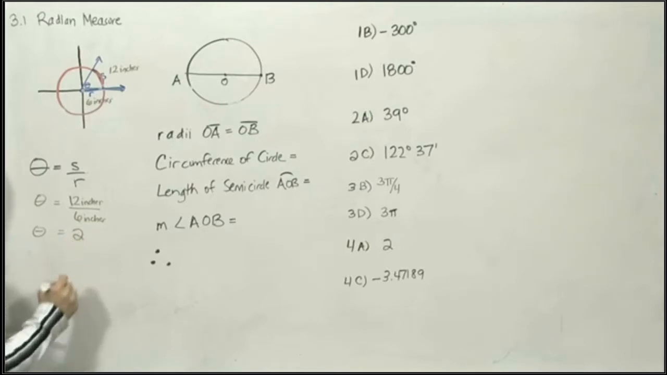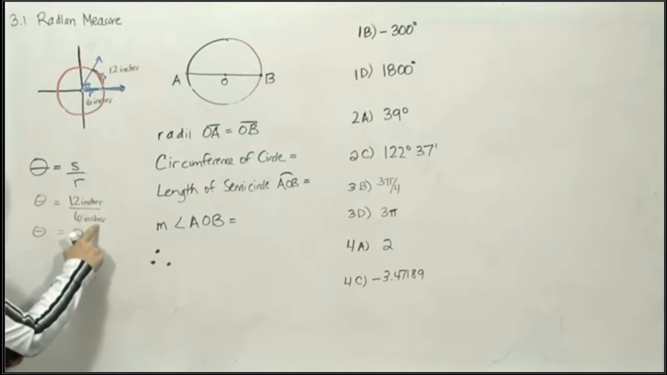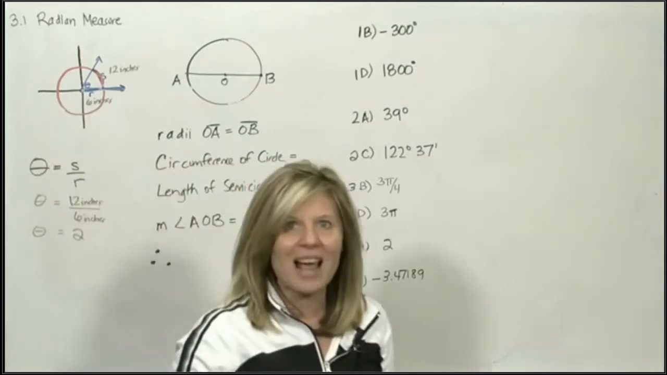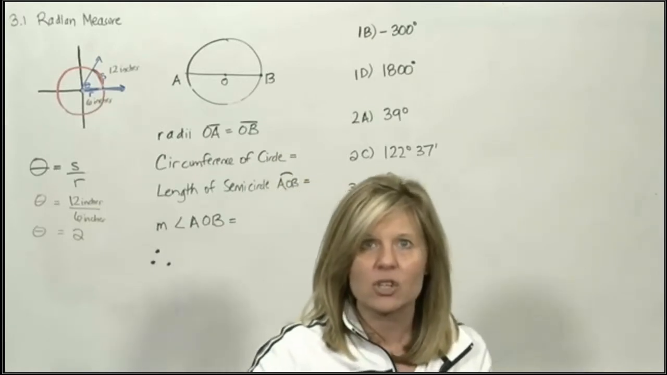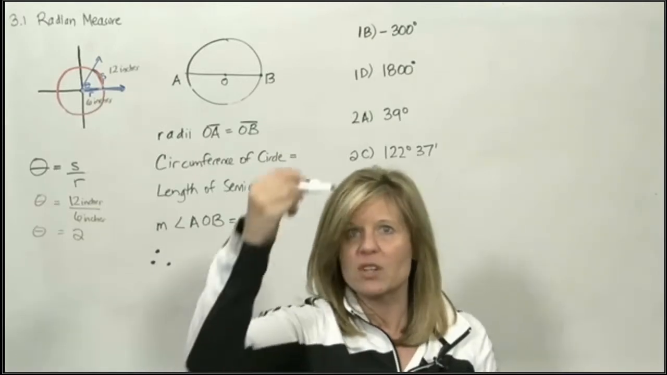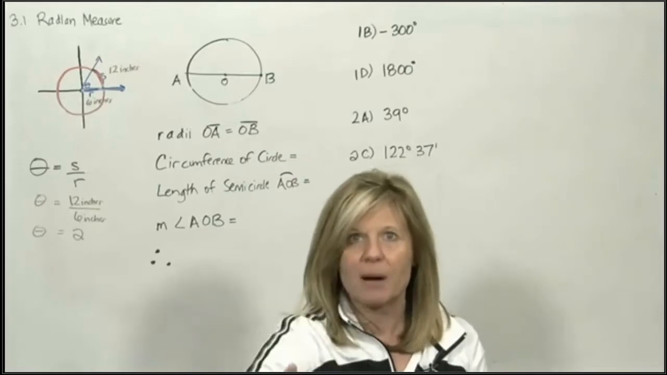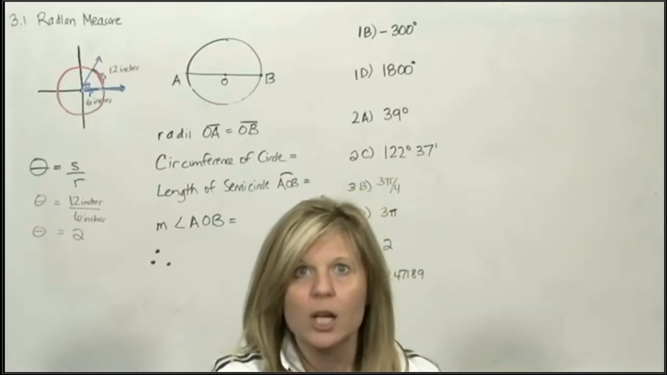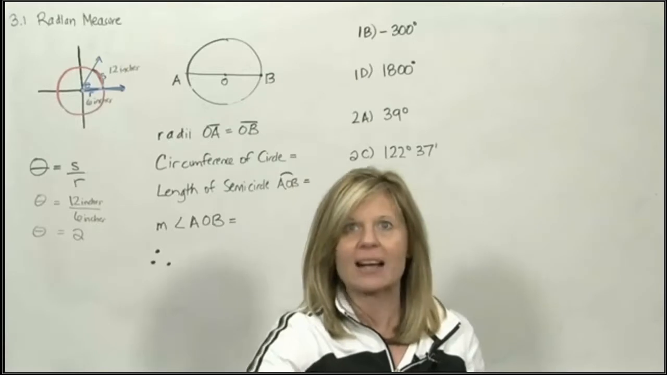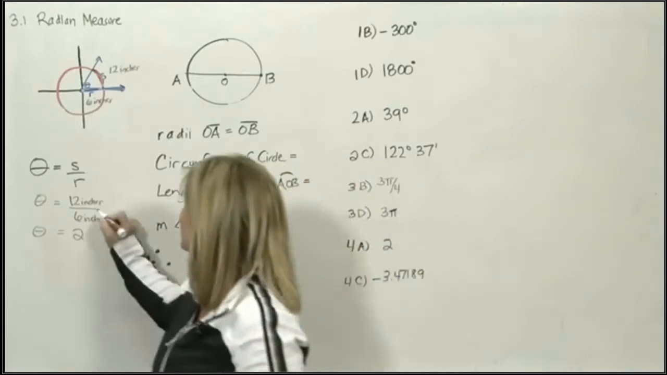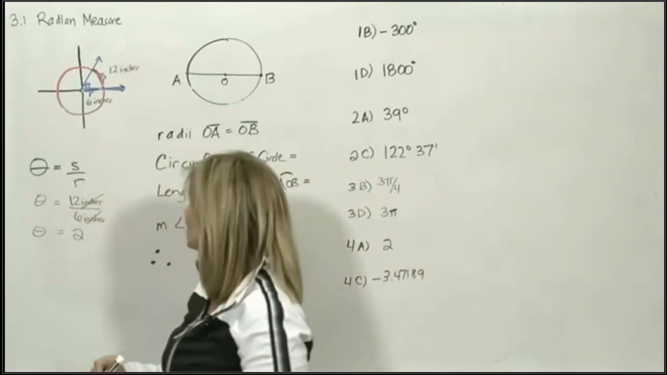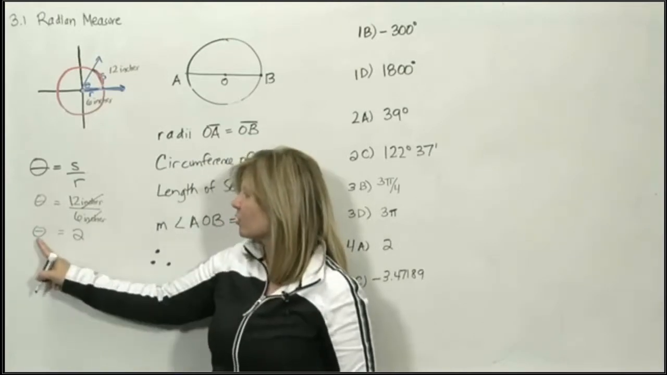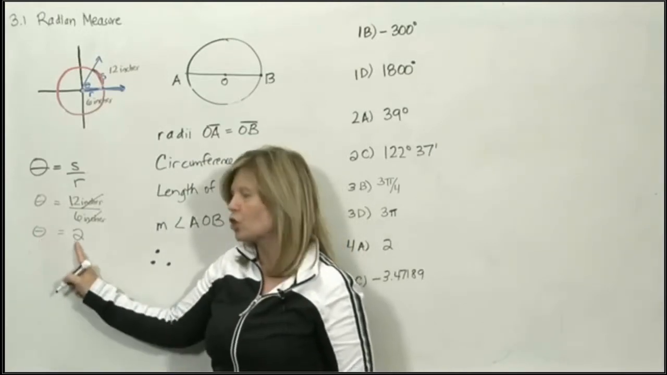Well, what happens when you divide 12 by 6? You get 2. But what happens when you divide inches by inches? Well, that's like dividing the letter x by the letter x. You know from arithmetic, if you divide the same number, 3 divided by 3, it cancels out, it makes 1. You learned in algebra, if you divide x by x, it cancels out, it makes 1. So when we divide inches by inches, that cancels out. So it says here the angle measurement is 2.